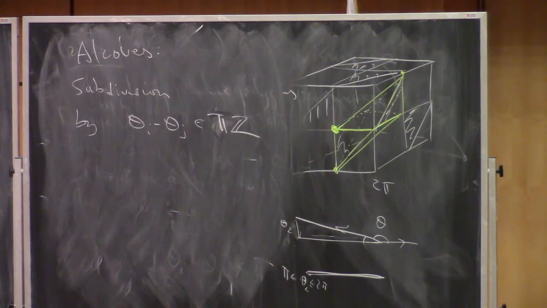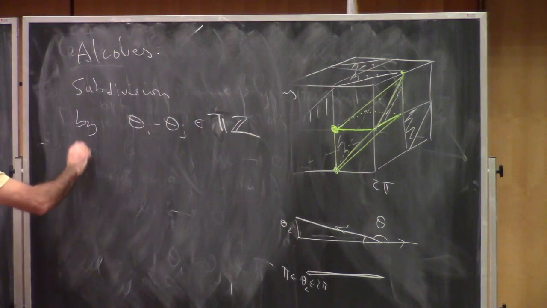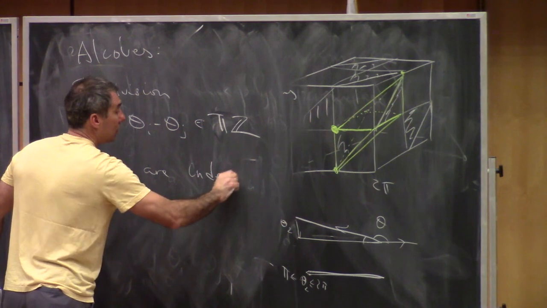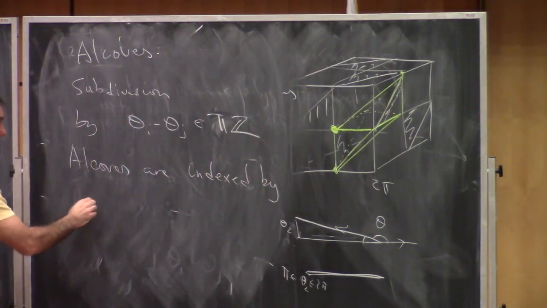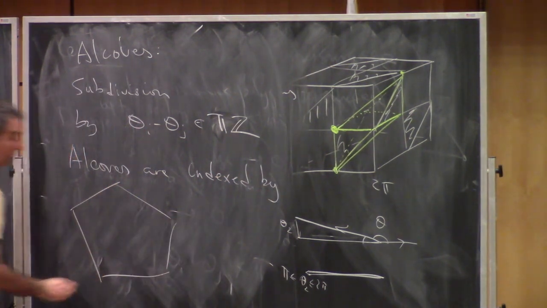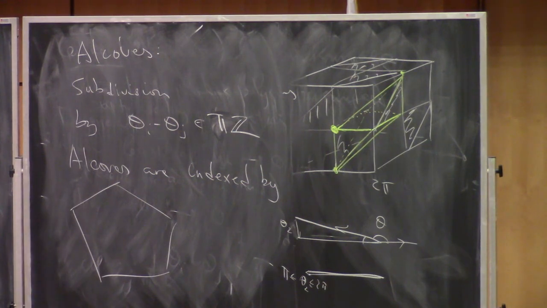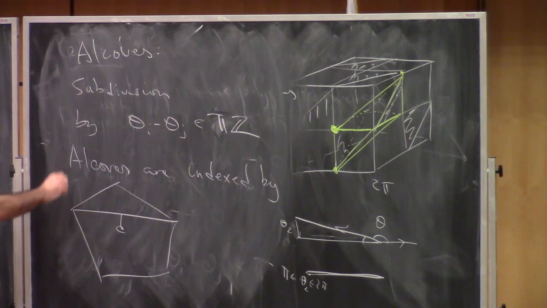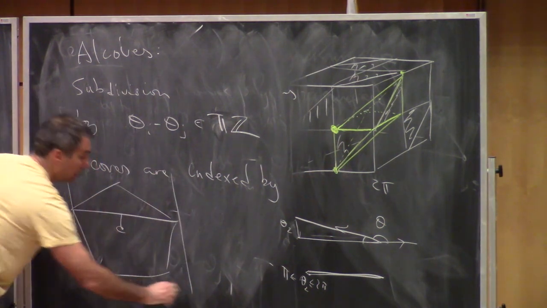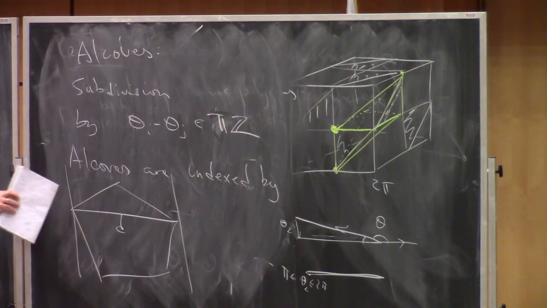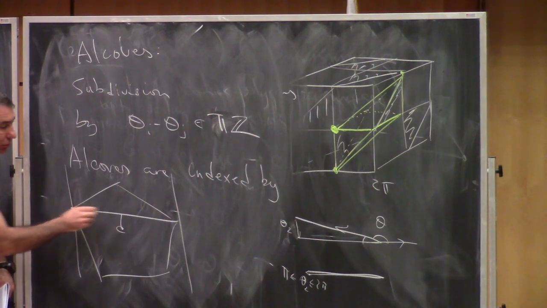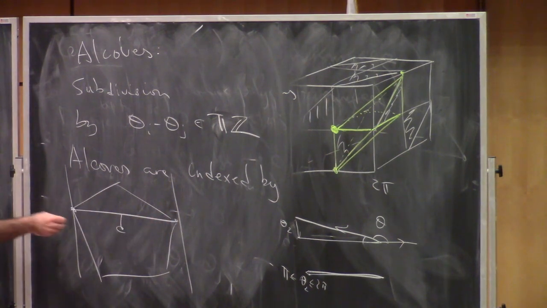What are the alcoves? How are they parameterized? So alcoves are indexed by the following. If you take a polygon, you take a set of diameters. So what is a diameter? A diameter is a diagonal, maybe a side, such that you can draw your polygon in a strip, so that the picture is like that. So this is a diameter.